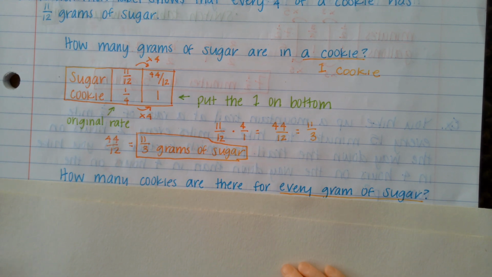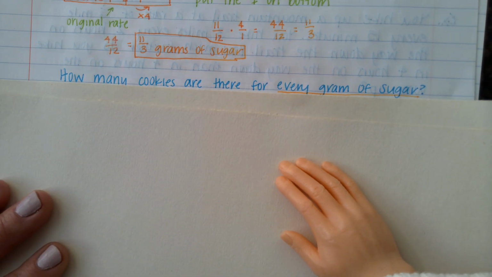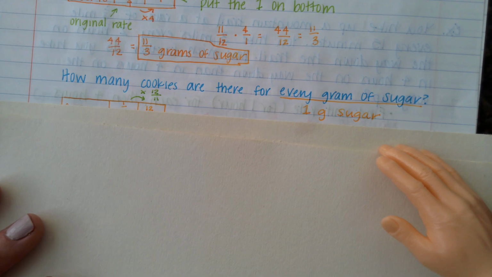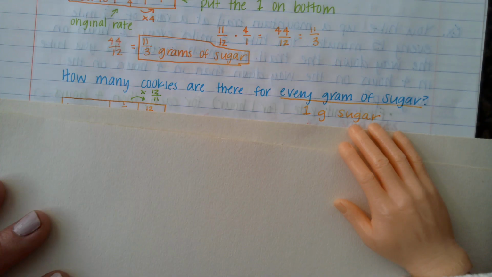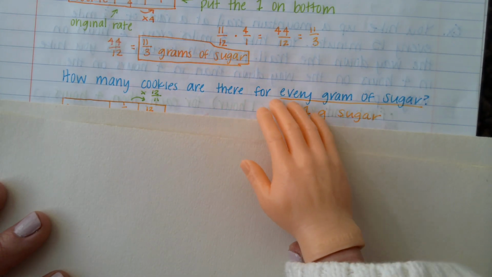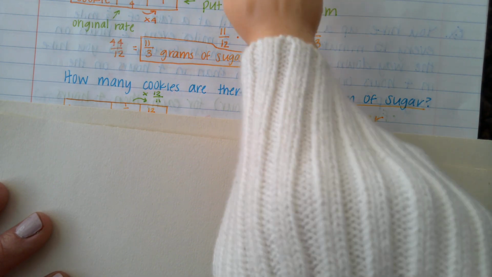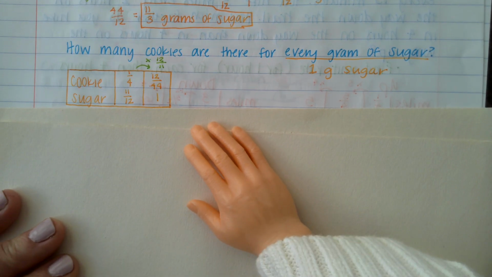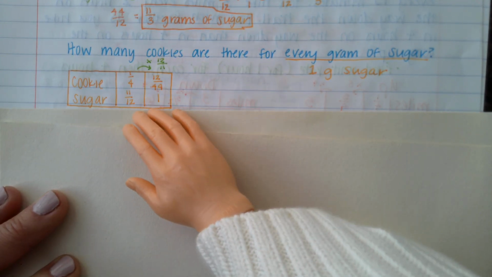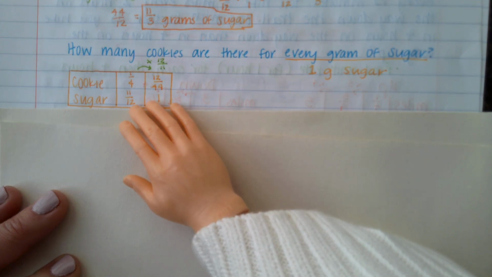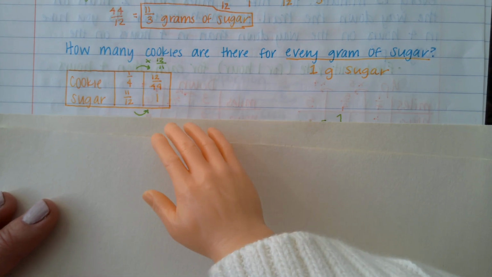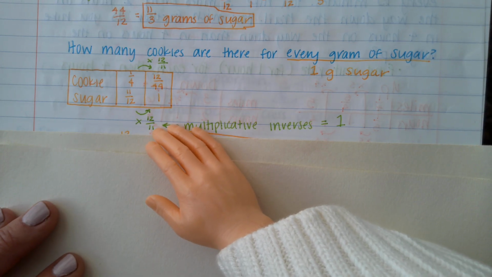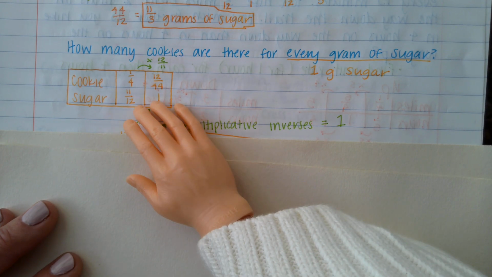So if I'm asked how many cookies are there for every gram of sugar, that means now I need a new unit rate, and I am trying to find 1 gram of sugar. So I'm going to start with my given information up here in the problem. So I have cookies to sugar, and that is 1/4 to 11/12, but now 11/12 needs to turn into 1. So we can multiply by the reciprocal, which is dividing by 11/12.